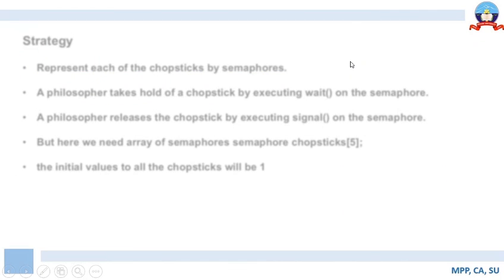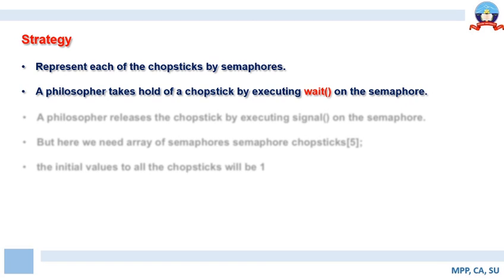Now let us formulate a strategy for the same. The strategy is to first represent each of the chopsticks by a semaphore, because as we have learned, a chopstick needs to be available in order to enable a philosopher to perform the eat operation. So here we will be representing each of the chopsticks or forks with the help of a semaphore. A philosopher takes hold of a chopstick by executing wait on the semaphore.